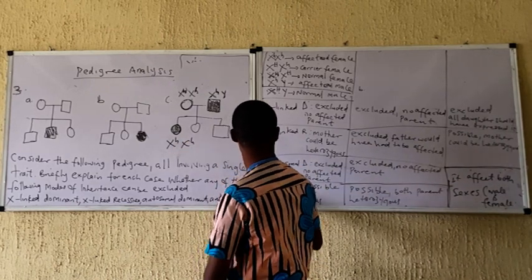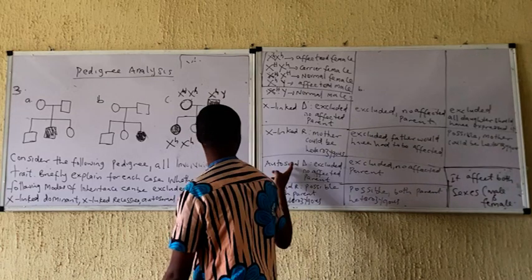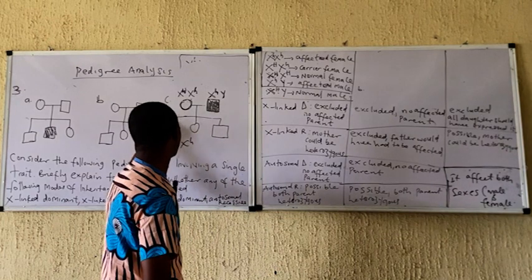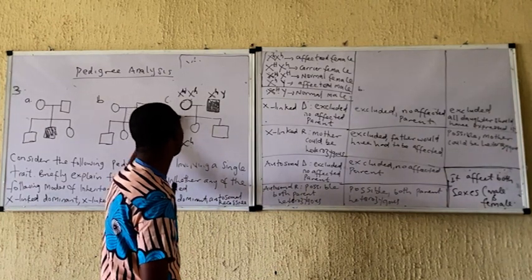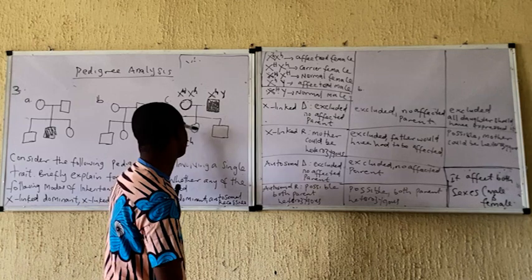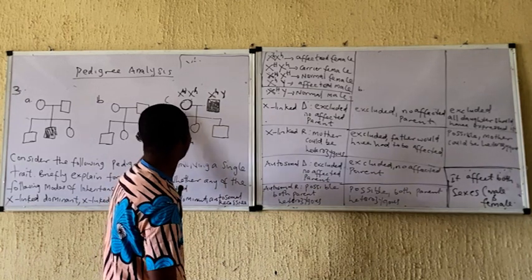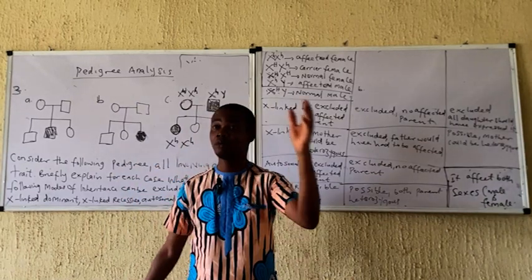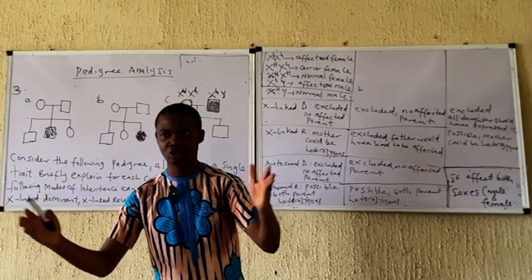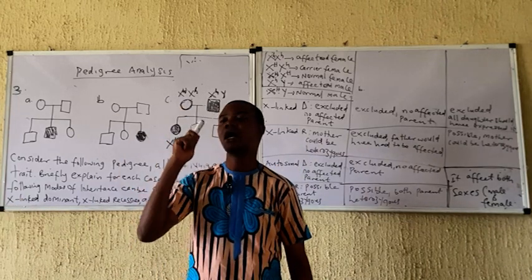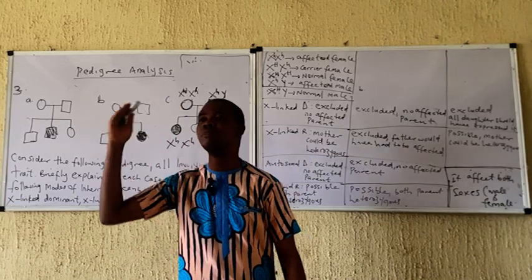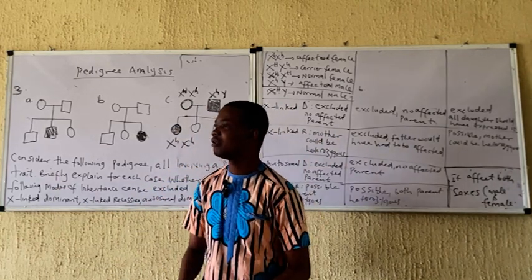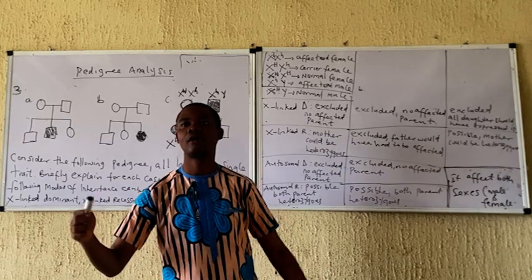However, let's continue. Can we exclude autosomal dominant and autosomal recessive? No, we cannot, because if you look at it, in both cases, it affects both sexes. So we can conclude that this may likely be autosomal dominant or autosomal recessive. Don't forget, one of the rules common to both of them is that they affect both male and female individuals equally.